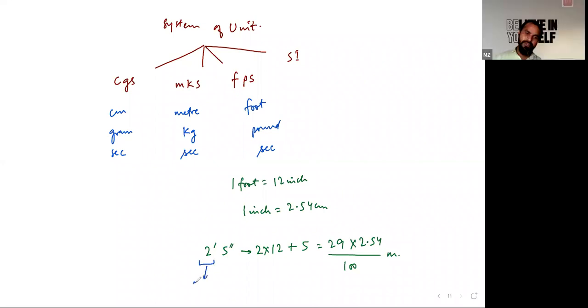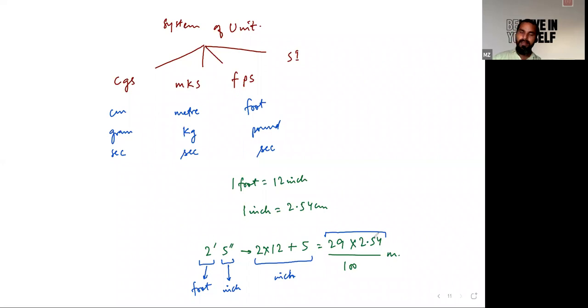This is in terms of foot. This is in terms of inches. So I have converted this whole term in terms of inches only. Now to convert inches, we have to multiply this term by 2.54 centimeter, so it gets converted into centimeters. Then I divide by 100, and the whole term is converted into meters. Now just see, to convert this to this, we have to multiply by so many different constants: 2 into 12 plus 5, then 29 into 2.54, then divide by 100 to convert into meters.